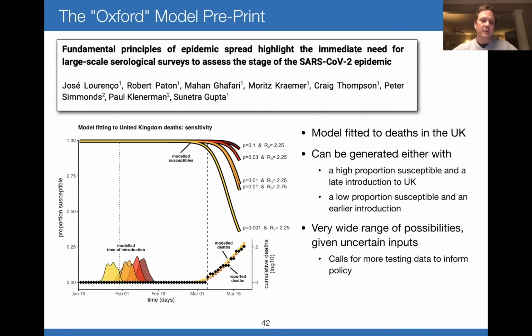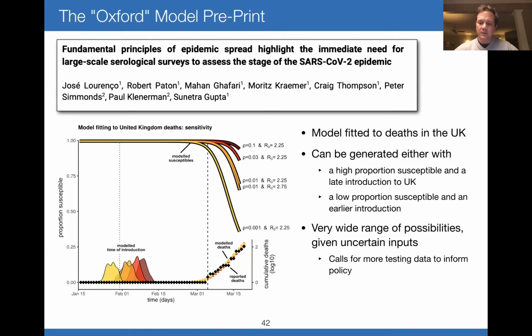So here's another model that got a lot of attention, so-called Oxford model. This model was fitted to the death counts that were occurring in the UK and asked the question, what could have generated the death counts with respect to what amount of people are susceptible in the population, and when did the disease first get introduced in the UK. And this can either be generated by, say, a high proportion of the population that's susceptible and a late introduction, so something that has happened very recently, or a low proportion susceptible and an earlier introduction. So there's a very wide range of possibilities that the authors explored here, and a lot of uncertainty of the inputs, but the authors just wanted to, in one sense, motivate and call for more testing data to inform policy and build better models.